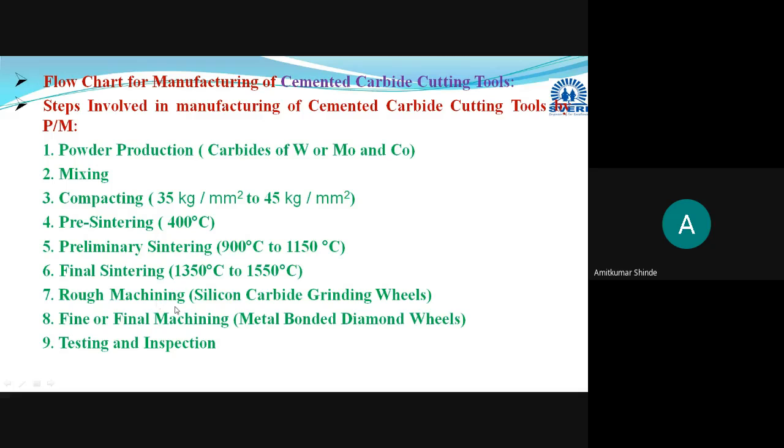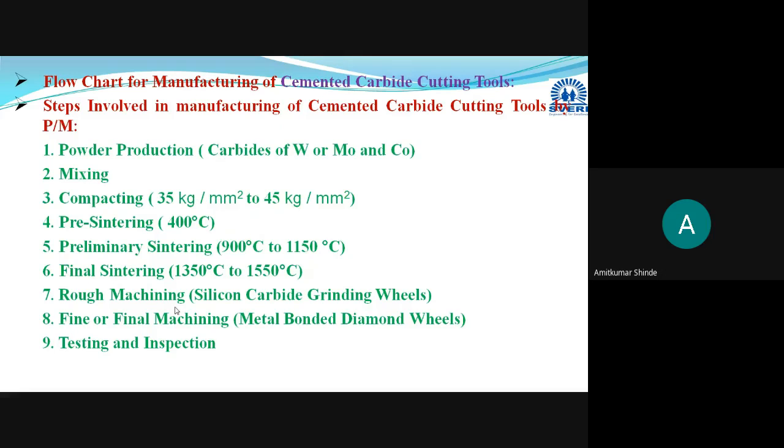Now here the machining operation is performed in two types, that is the initial machining and the final machining. This initial machining is termed rough machining, and it is done with the help of silicon carbide grinding wheels. It will be termed as rough machining or initial machining. And after that, the component is subjected to machining with the metal bonded diamond wheels.